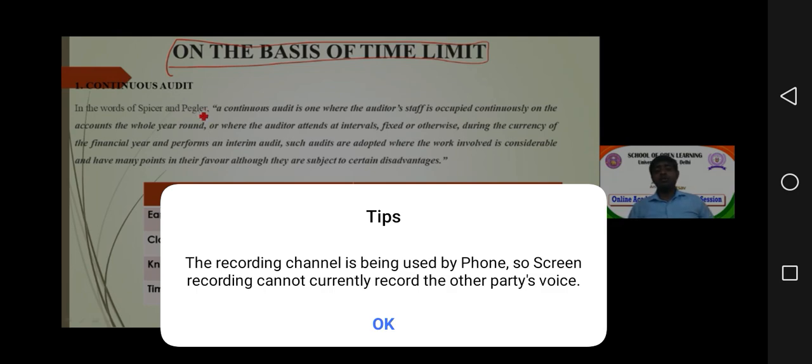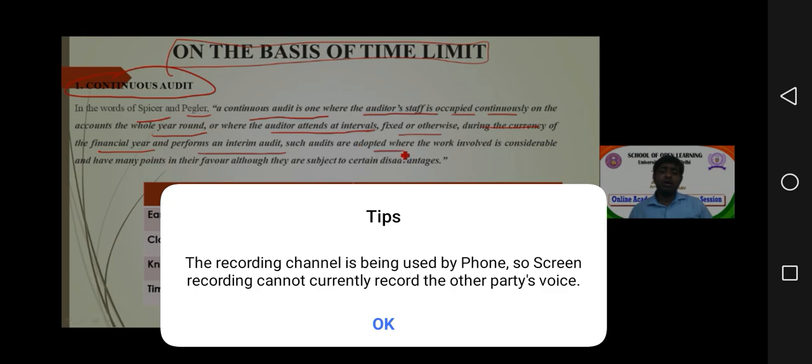So on the basis of the time limit, we have the continuous audit first in place. Now, what is continuous audit all about? In the words of Spicer and Pegler, a continuous audit is one where the auditor's staff is occupied continuously on the accounts of the whole year, or where the auditor attends at intervals, fixed or otherwise, during the currency of the financial year and performs an interim audit.